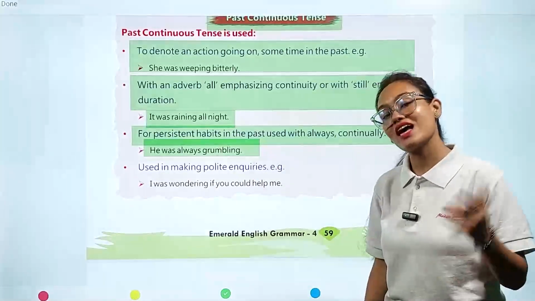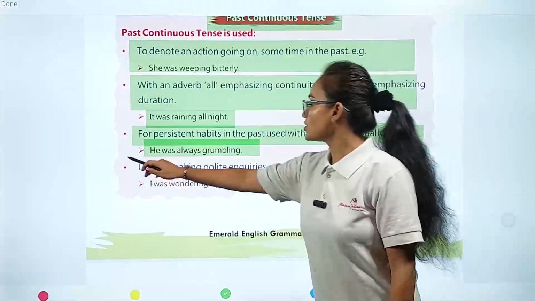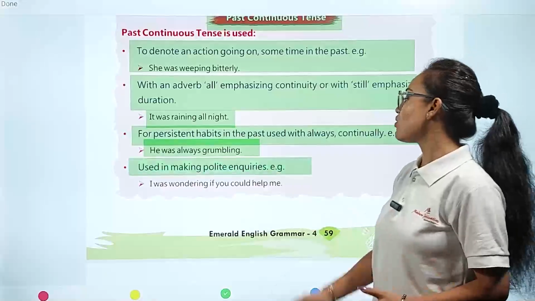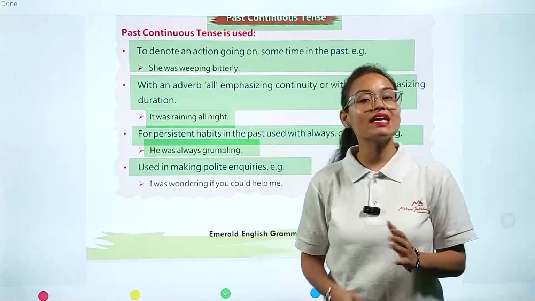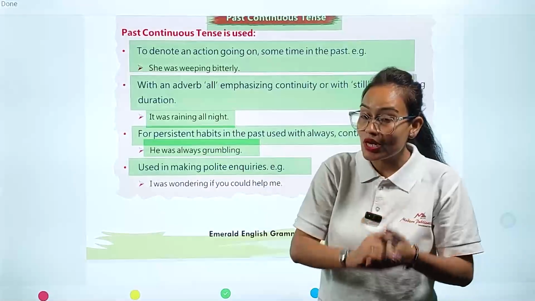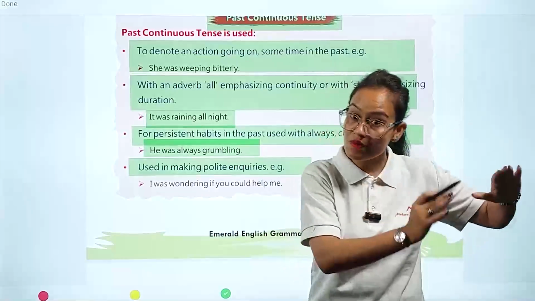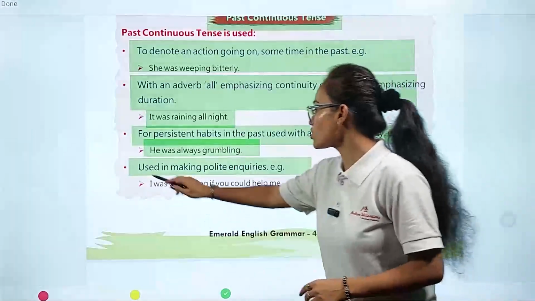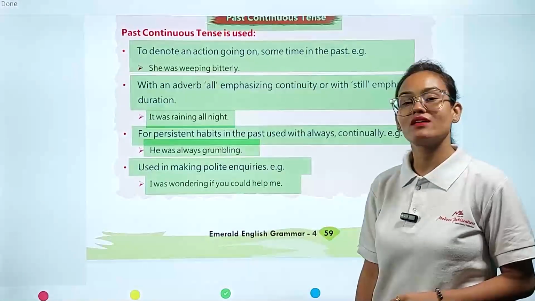Grumbling is his habit. Used in making polite enquiries: whenever we are making any enquiry in a polite manner in the past. Example: I was wondering if you could help me.